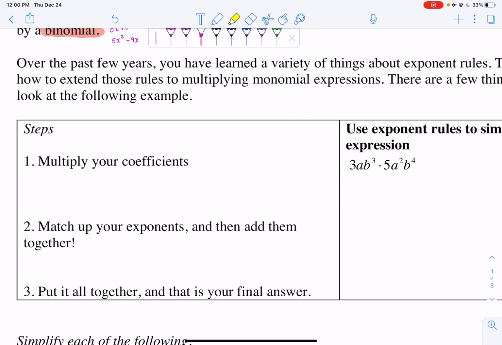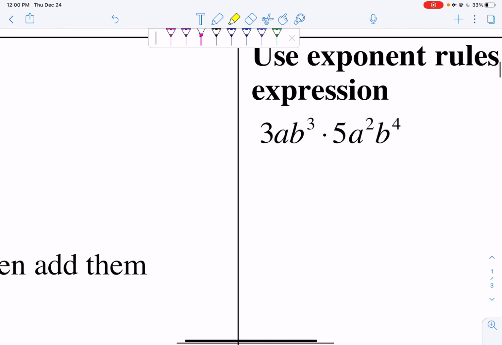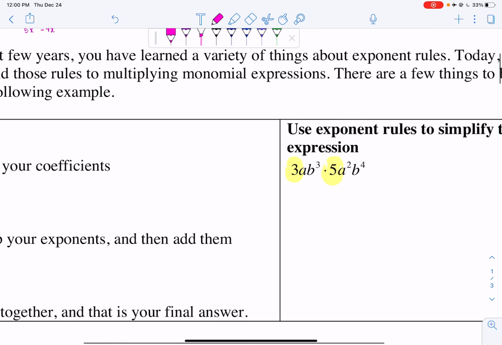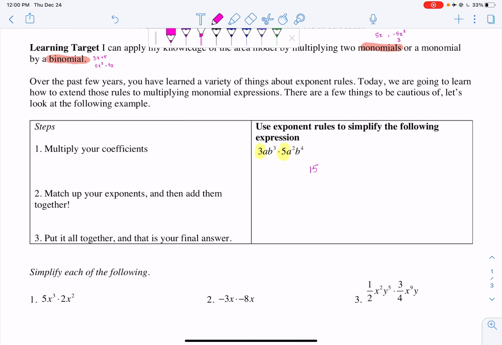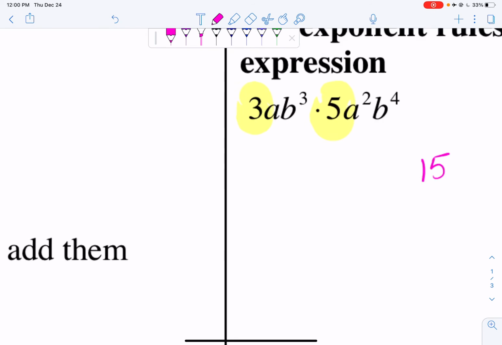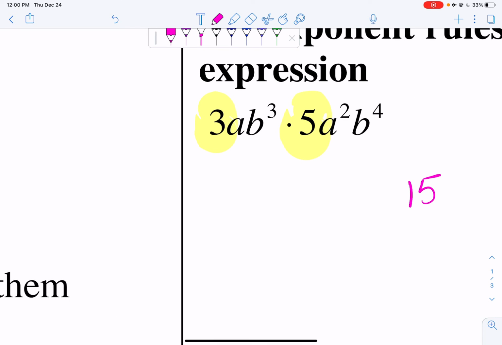So step 1 says multiply your coefficients. In this case, our coefficients are 3 and 5. 3 times 5 is 15. Now it says step 2, match up your exponents and then add them together. So if I look, I have ab to the third and a squared b to the fourth. I really only have one a right here because I have a to the first. So whenever you don't see an exponent, it's really just an imaginary 1.